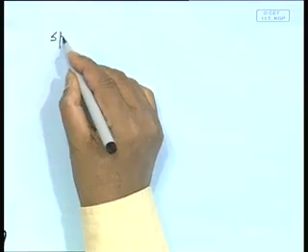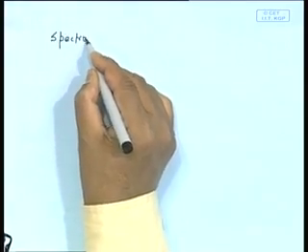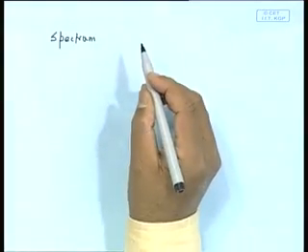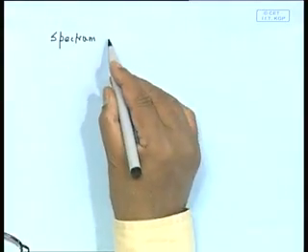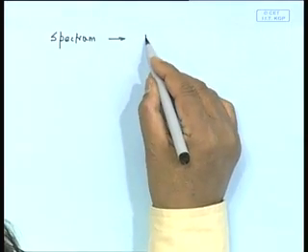Okay, in the earlier lectures we have learned how to describe a spectrum, how to describe an irregular sea by means of a spectrum, and how to get motions in the spectrum.